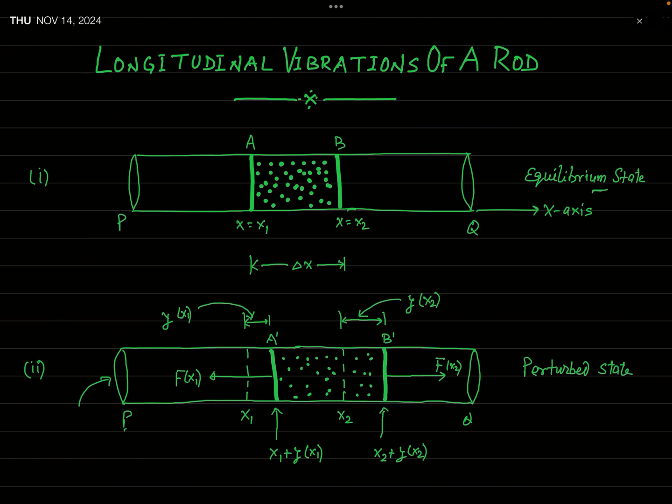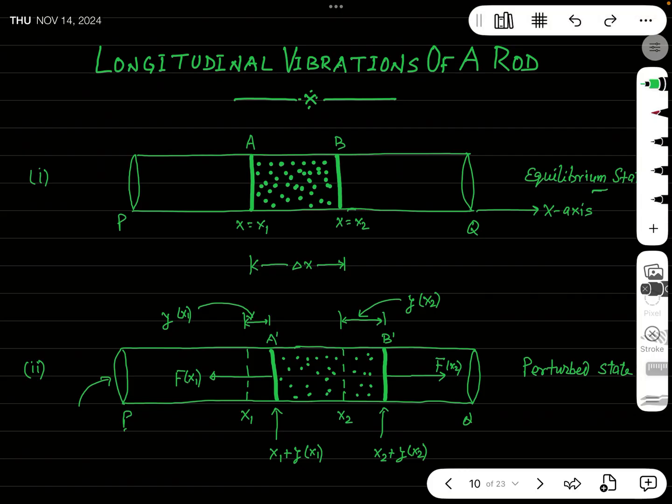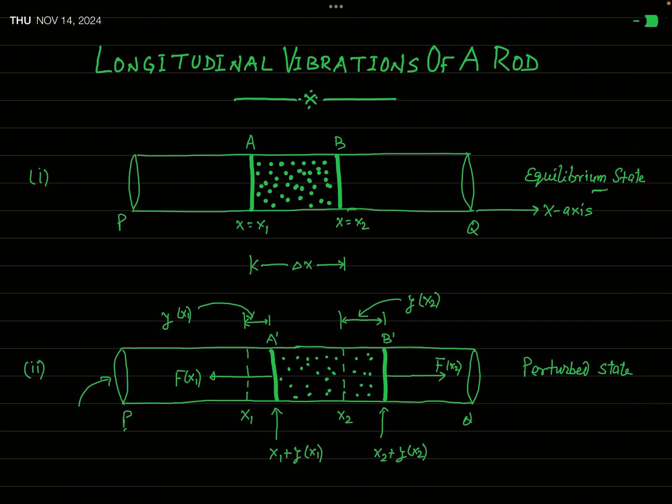Okay. Now let us see how we can find the equation of motion. And as I have told you that this rod is lying along the x-axis, and this figure 1 represents its equilibrium state, and this figure 2 represents the situation when this rod has been struck lengthwise. Okay, and so the rod gets disturbed or perturbed. So this second figure actually represents the disturbed state or perturbed state of this rod.